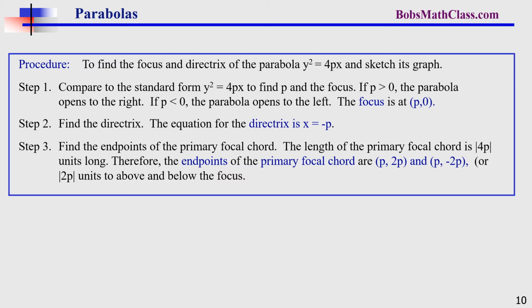If p is greater than 0, it opens to the right. Less than 0, it opens to the left. The focus is at (p, 0). The directrix is x equals negative p. And the endpoints are (p, 2p) and (p, -2p), or 2p units up and 2p units down. So this time, instead of going 2p left and 2p right, we're going to go up and down. Again, I try not to memorize all these little formulas, (p, 2p), it's too much. So again, we're going to count.